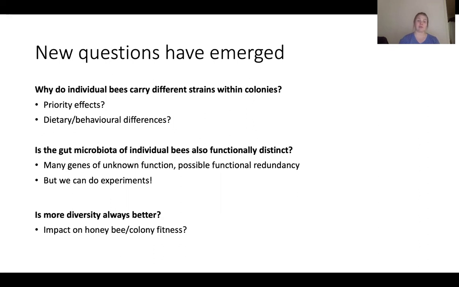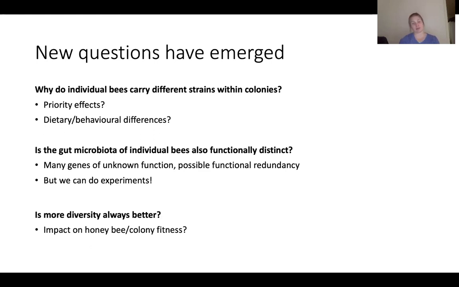And we would also like to look into whether these genetic differences really have functional consequences. One difficulty with metagenomics is that we have many genes that are of unknown function. And it's also possible that some of these genes are actually doing the same thing, even though the sequences are different. So for that, we need to do some experiments.